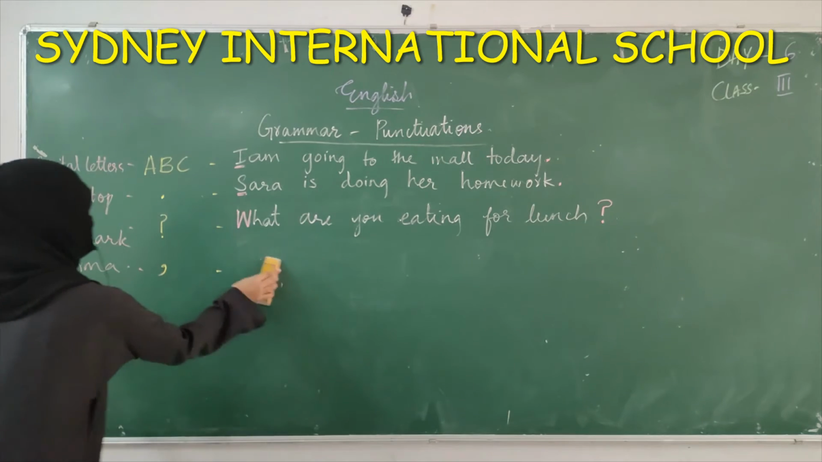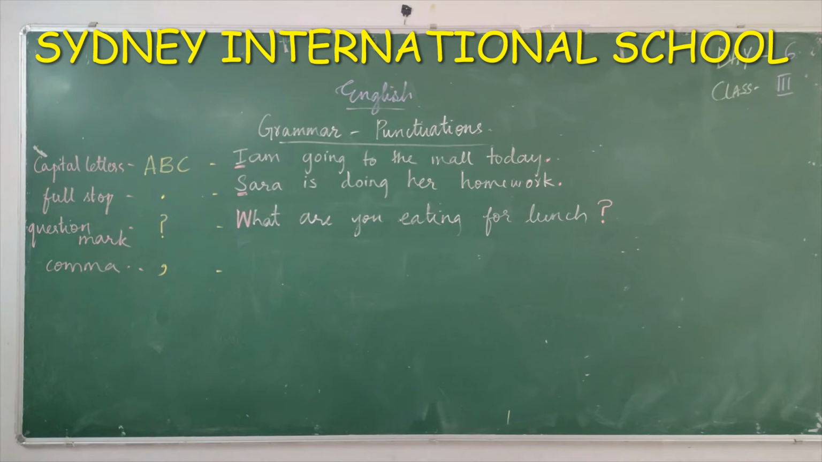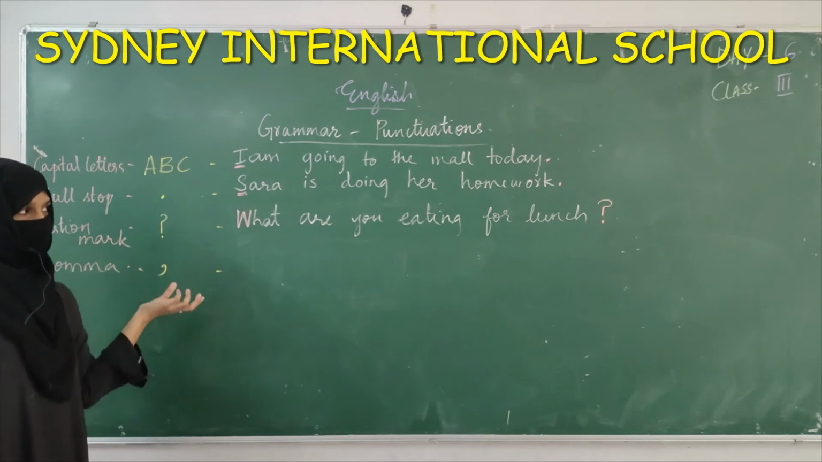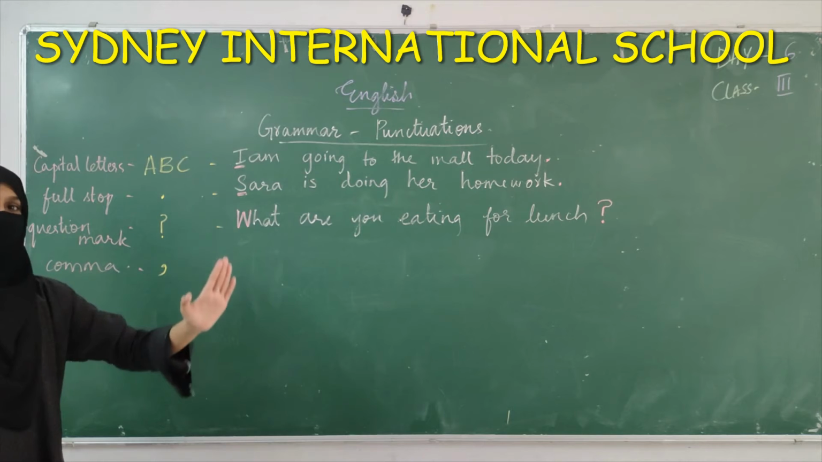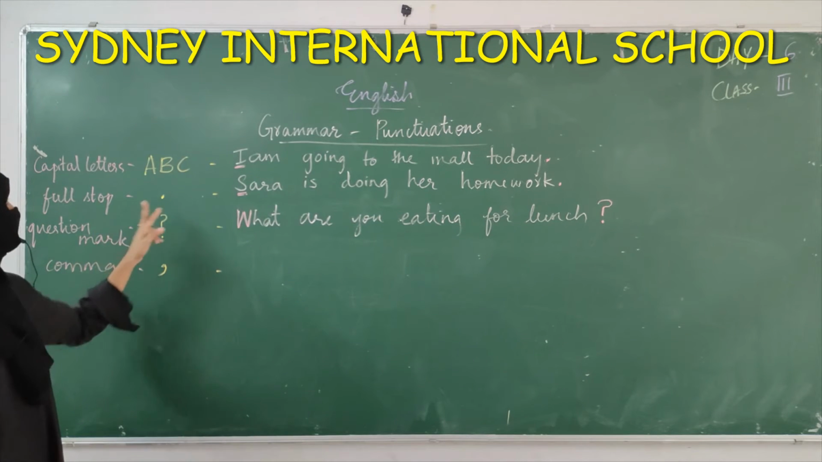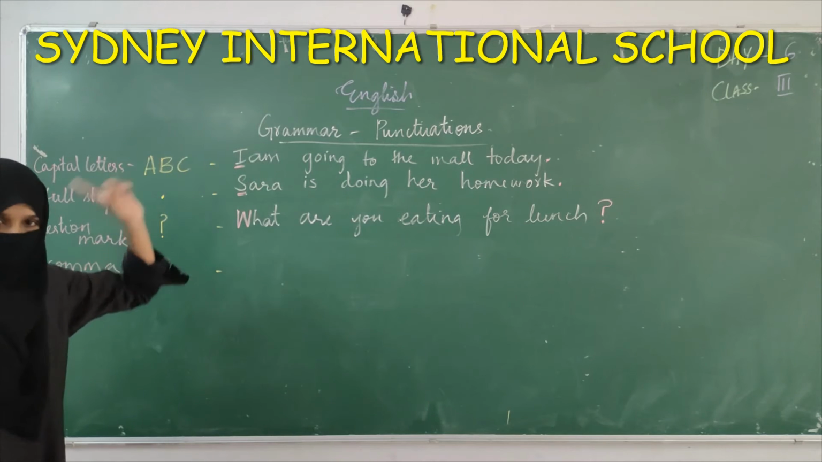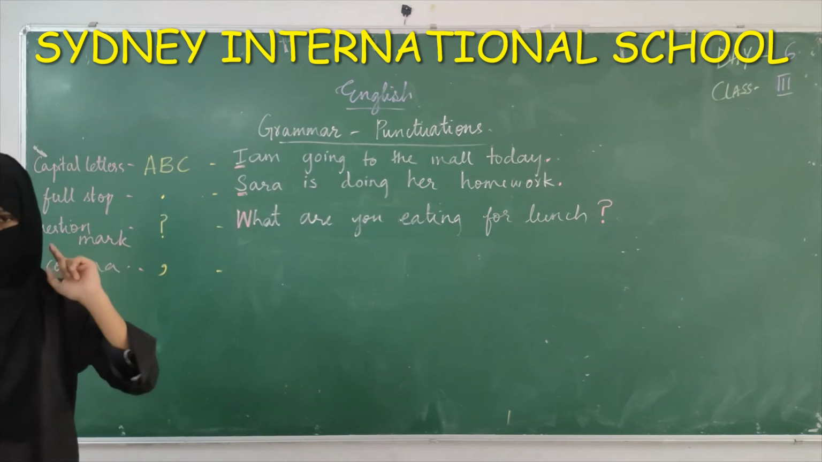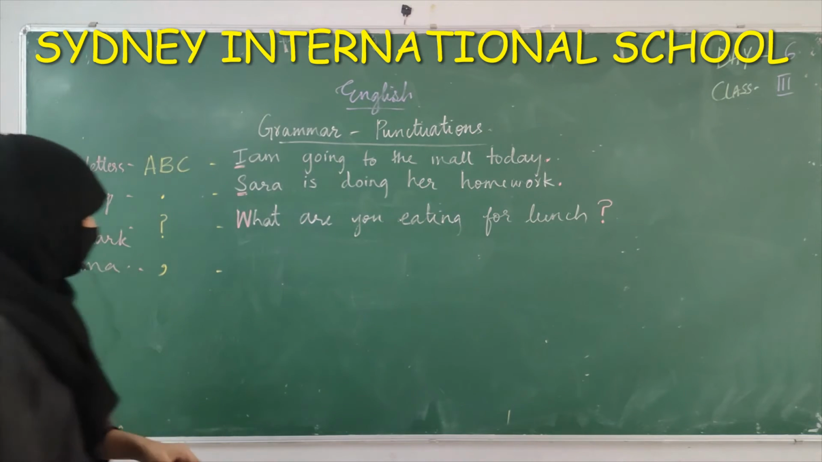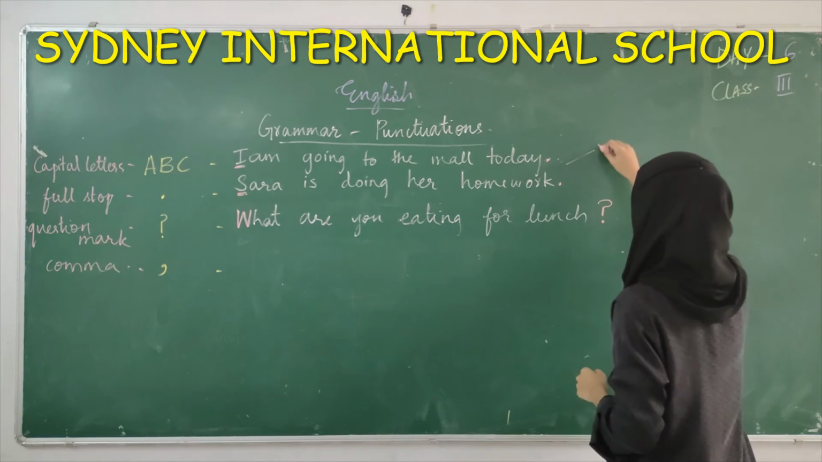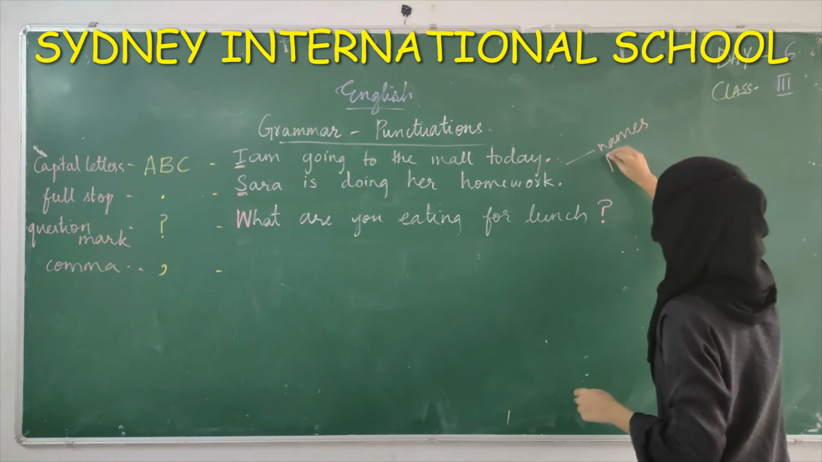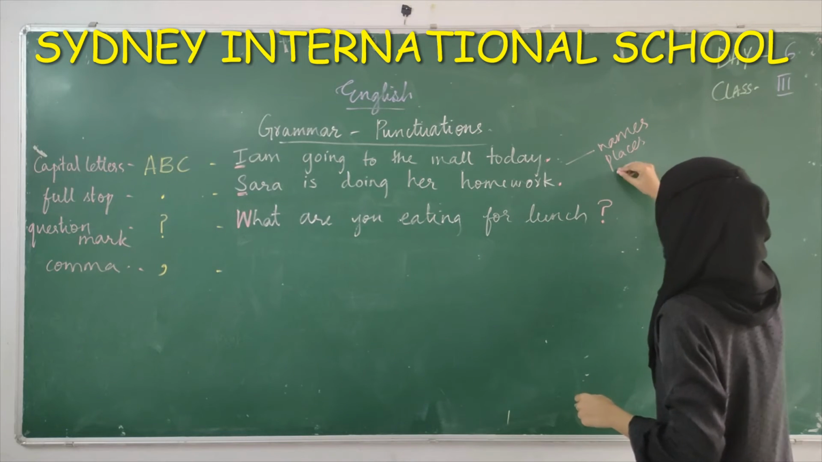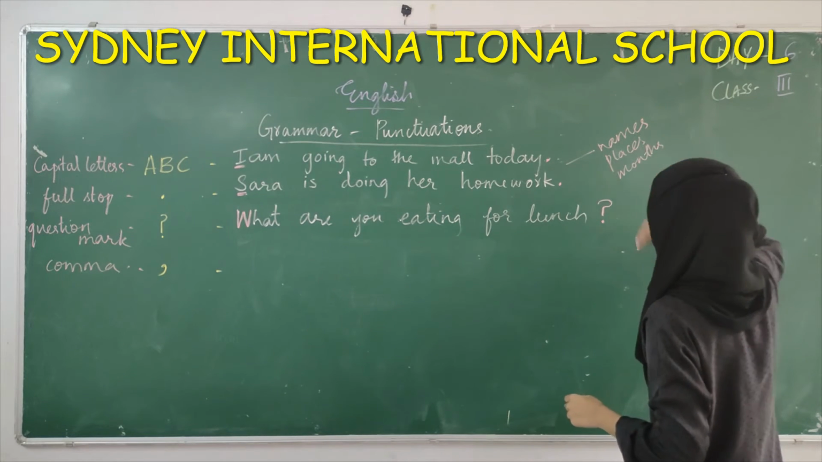Now, last, we have a comma. Full stops, question marks, and capital letters we use at the beginning or at the ending of the sentence. Here, one thing I forgot to tell you: capital letters are used in the beginning of the sentence, and capital letters are used for names, names of a person, places, months, days.